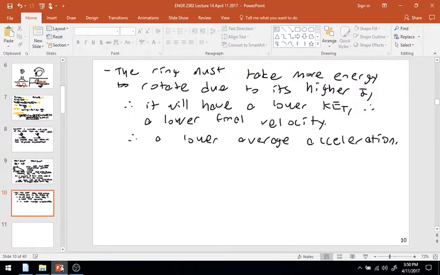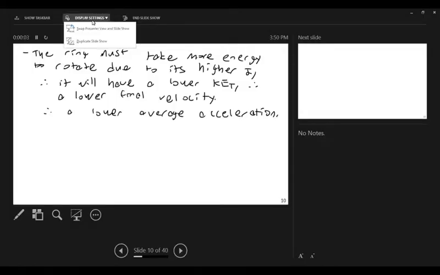So, we have one more topic from Chapter 16 to cover, and this will be constrained plane motion.